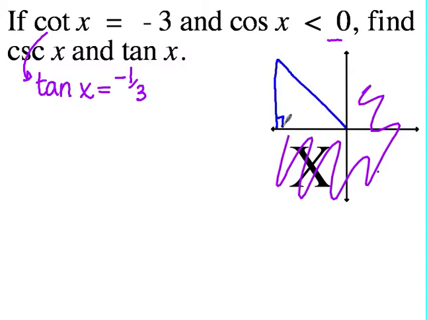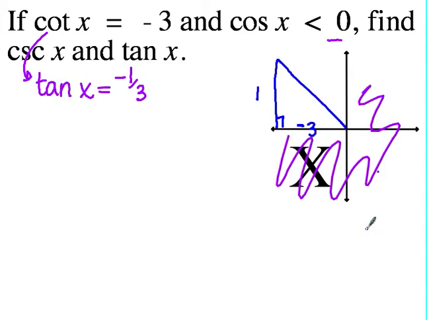Okay, tangent is negative 1/3. So what does that tell me? Opposite over adjacent. Now which one of those two is negative? The 3. Okay. The 3 is negative because of where it's located.